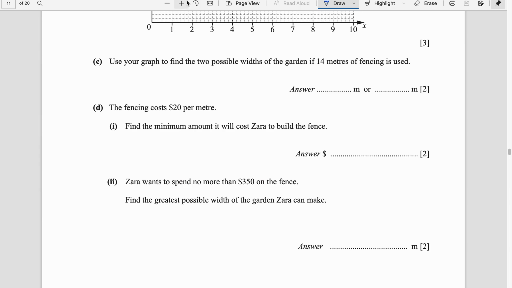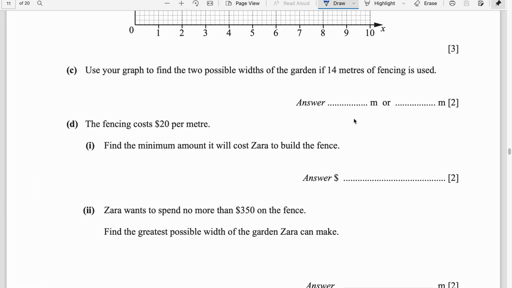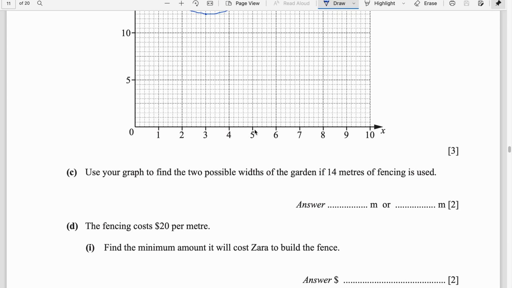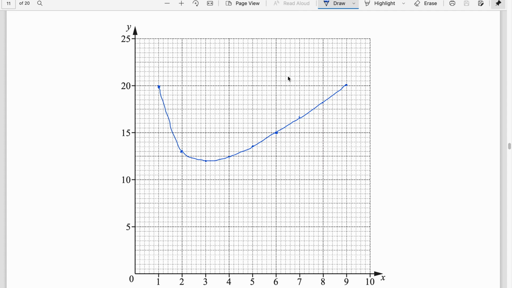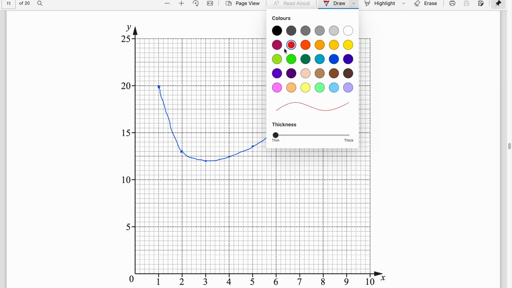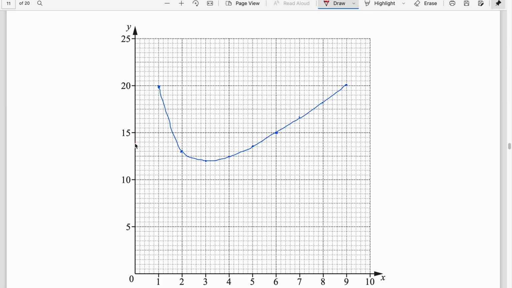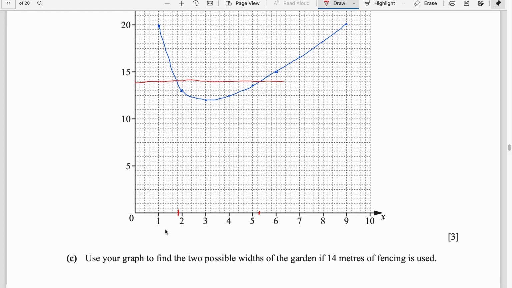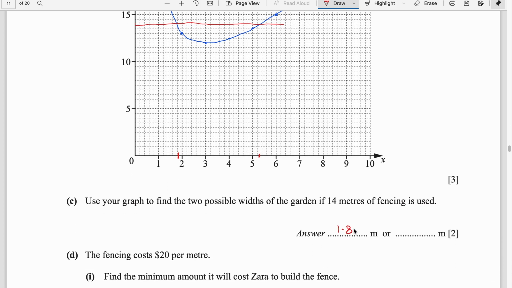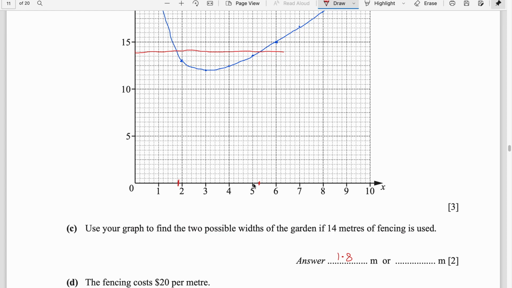Use your graph to find the two possible widths of the garden if 14 meters of the fence is used. So if we use 14 meters, it cuts at 2 points, and the two possible lengths are this and this. So approximately equal to 1.8 and 5.3.